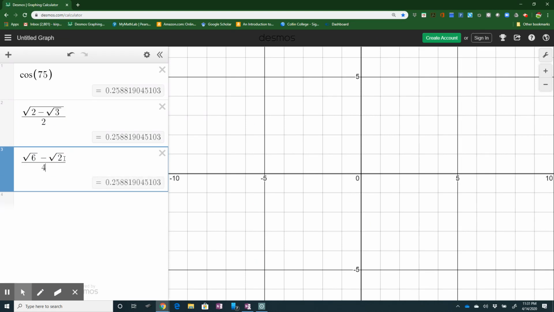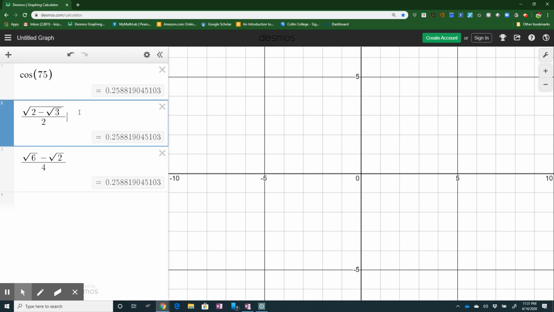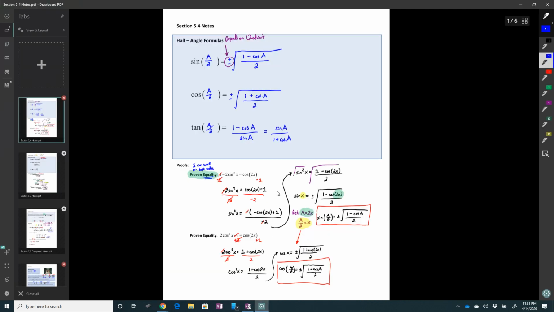Square root of 6 minus square root of 2 over 4. So both of these answers, this one was found using one formula in 6.2, and this one was found using the half angle formula. Anyway, let's finish this up.